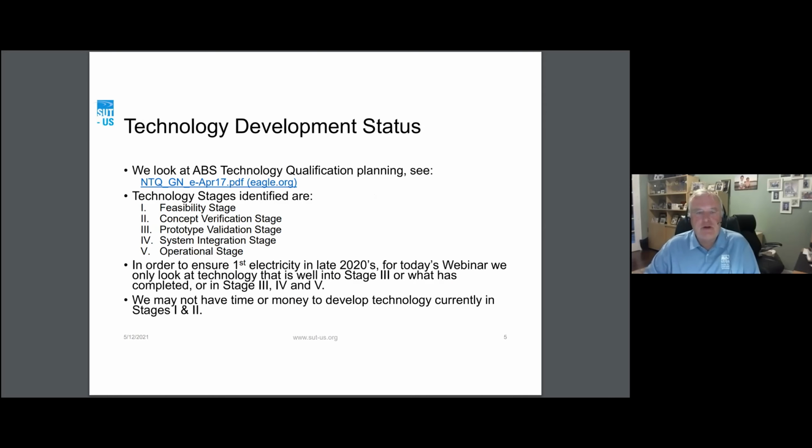Something that was very important in my previous work was understanding where we are with technology, the development status. And I've picked up this one from ABS because it's in the public domain. But here they talk about technology qualification planning. And you'll see in there the technology stages: feasibility, concept, prototype, system, operational. When we're talking about stuff that's in feasibility, it's more of a case of what's in the universities now. That's going to need a lot of development work to take it into prime time.